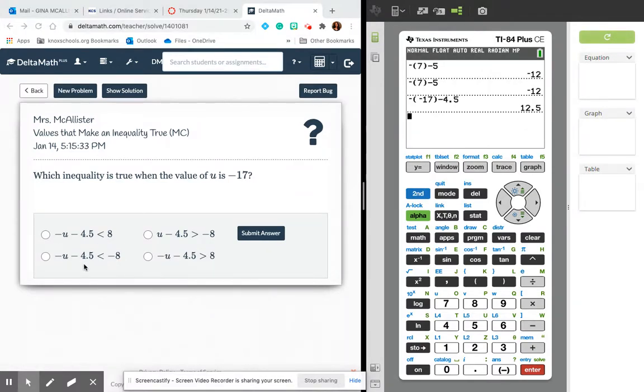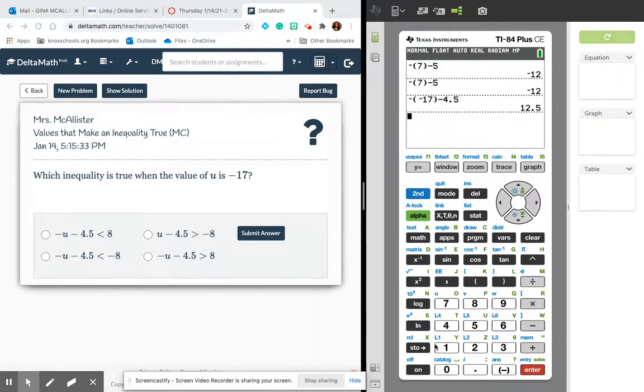So we can try the next one, but I know it's the exact same. It would be negative 17 minus 4.5, which would give me 12.5. So here, is 12.5 less than negative 8? It is not. So let's go to the next one on top.